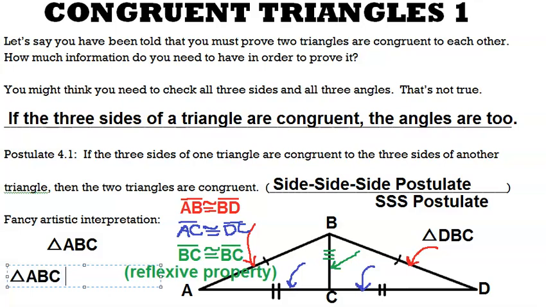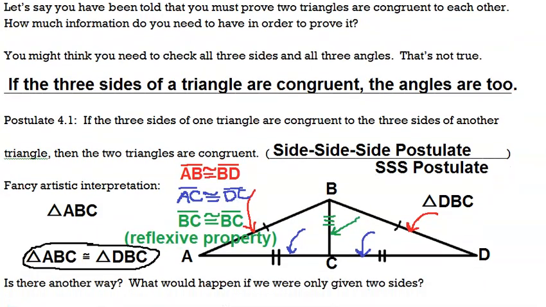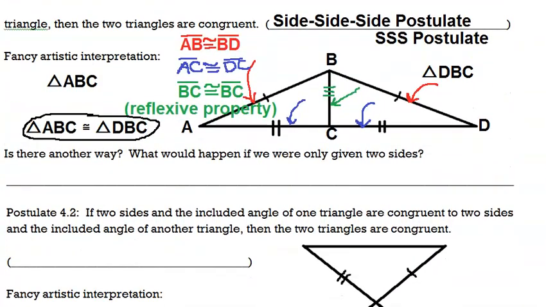So triangle ABC is congruent to triangle DBC. That would be a congruence statement. Okay. You're not going to be great at those right away, but that's what it should look like when it's all said and done. Now I'm going to move up.